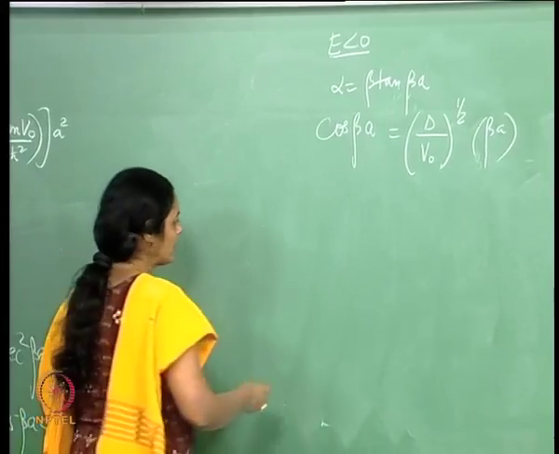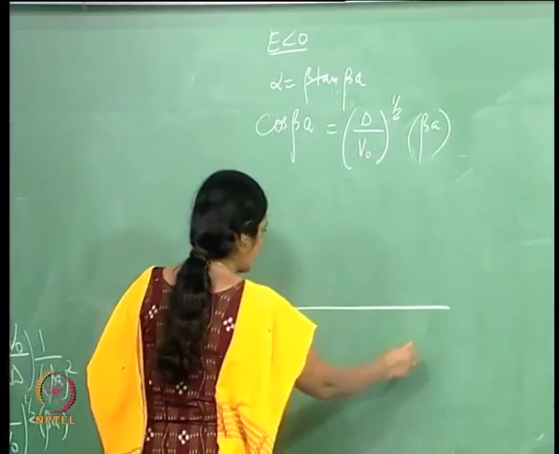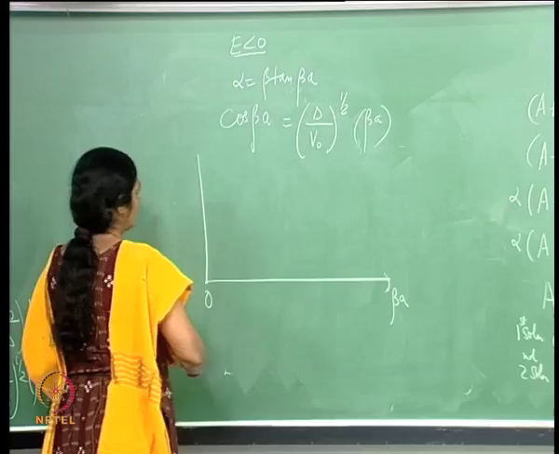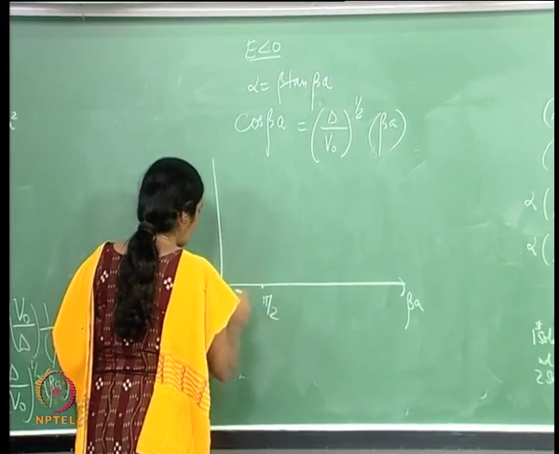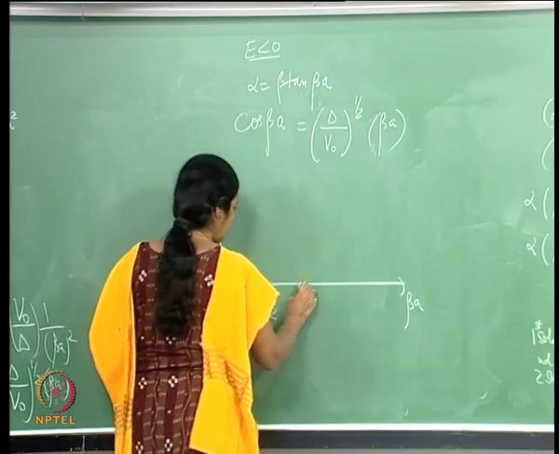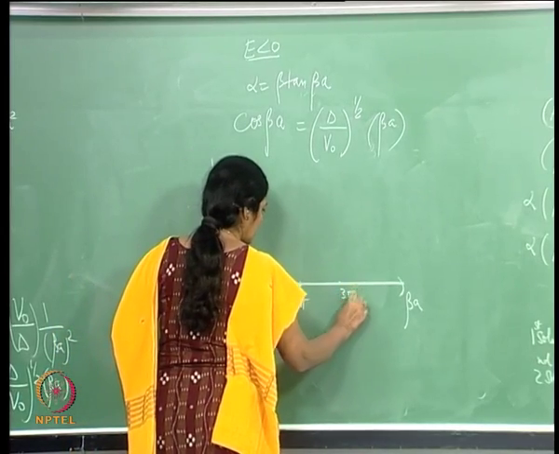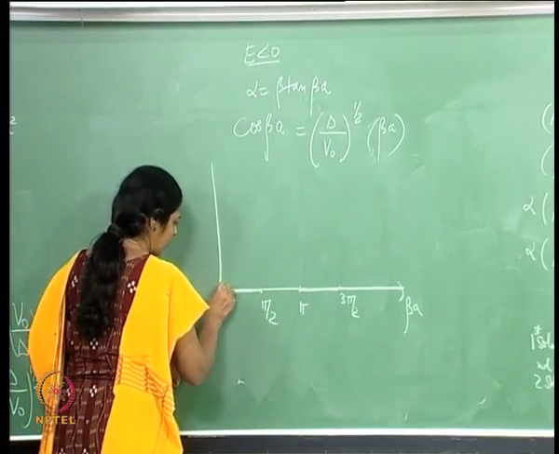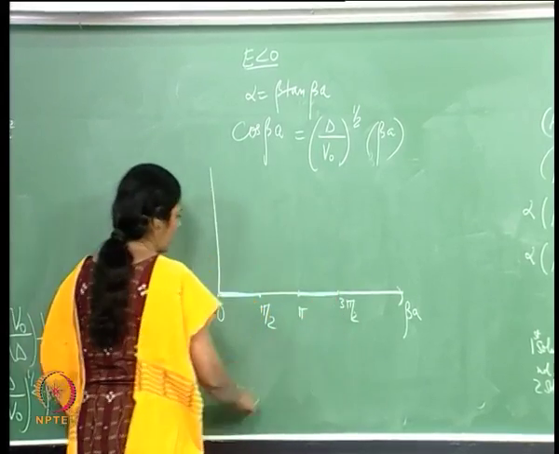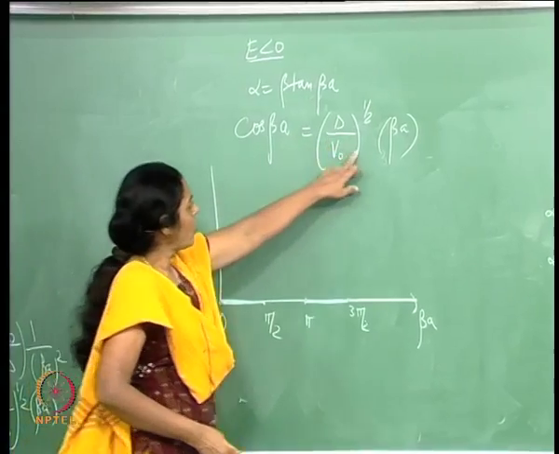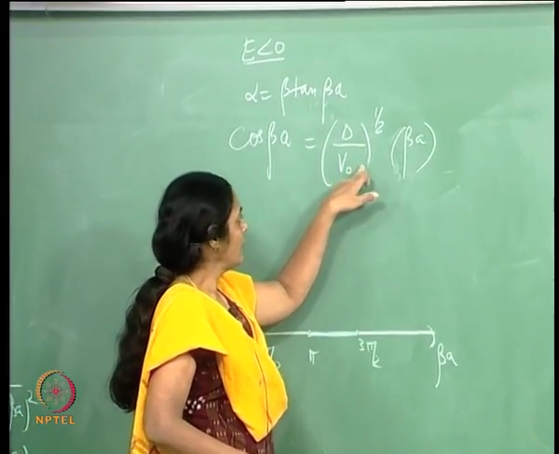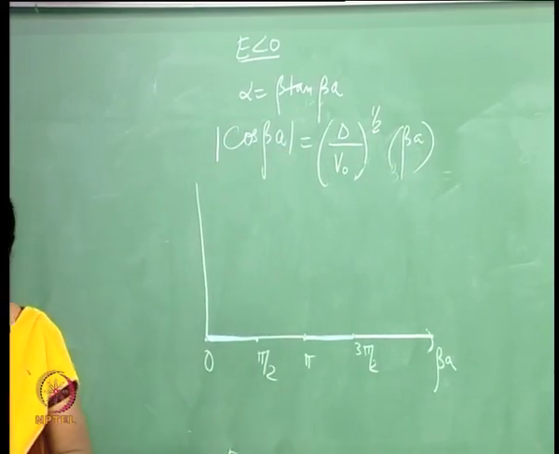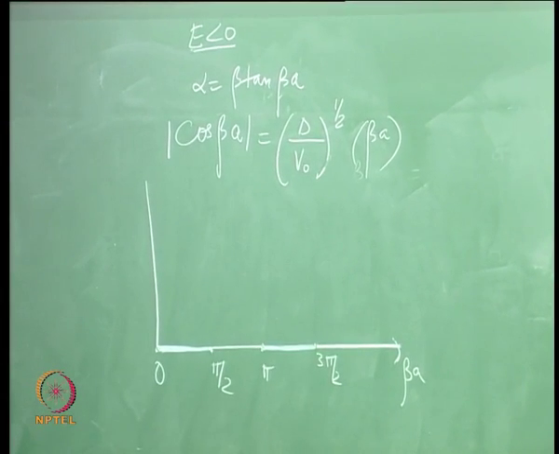So I have beta A here, and as I have already argued, 0 to pi by 2 is an allowed region in this problem for beta A. Pi to 3 pi by 2 is an allowed region in this problem. So these are the values that are allowed for beta A. I also know that this quantity is positive. Delta is positive, V naught is positive, and beta and A are positive. So indeed I should be writing modulus of cos beta A is delta by V naught to the power of half times beta A.